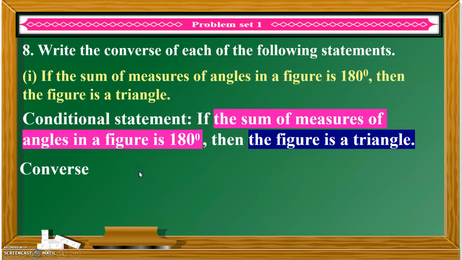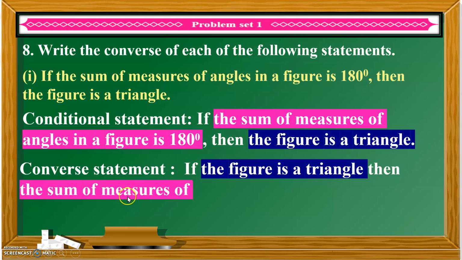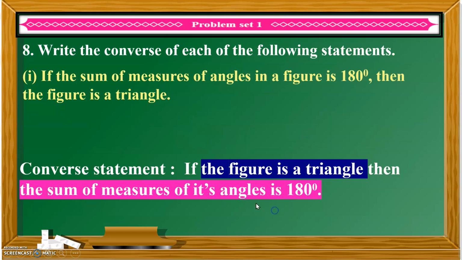Okay, so let's write the converse now. We interchange the positions. If the figure is a triangle, then the sum of the measures of its angles is 180 degrees. We don't have to write "sum of the measures of that figure"; it is the sum of the measures of its angles is 180 degrees. Clear, students? Now this conditional statement was already there, so I have removed this. Your solution will contain only the question and this converse statement.